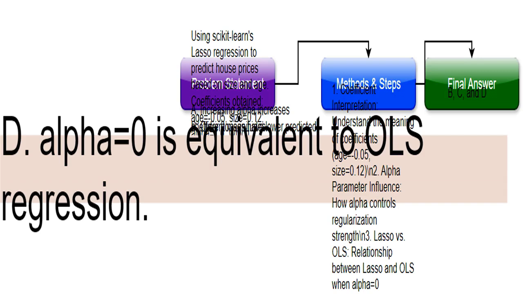This is a multiple choice answer. It suggests that setting the alpha parameter to 0 turns the lasso regression into ordinary least squares, OLS regression, a different type of statistical model. We'll explore whether that's correct.